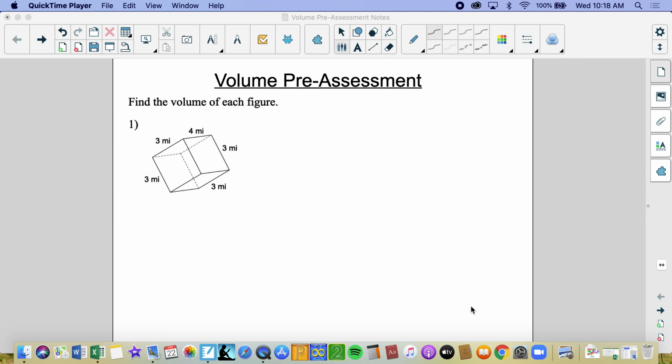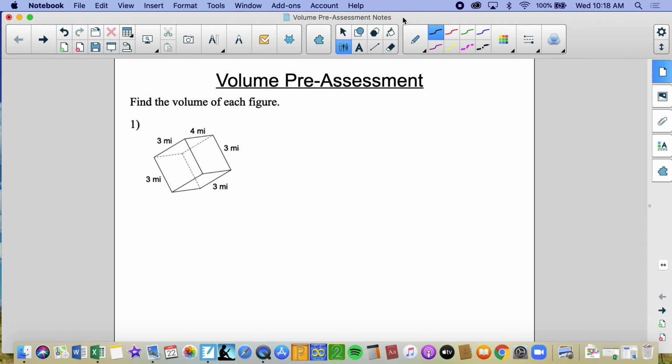We are going to go over the explanation of the volume assessment. This is the pre-assessment, and we are going to go over finding the volume of objects with two bases, one base, and no base. That no base is a sphere.